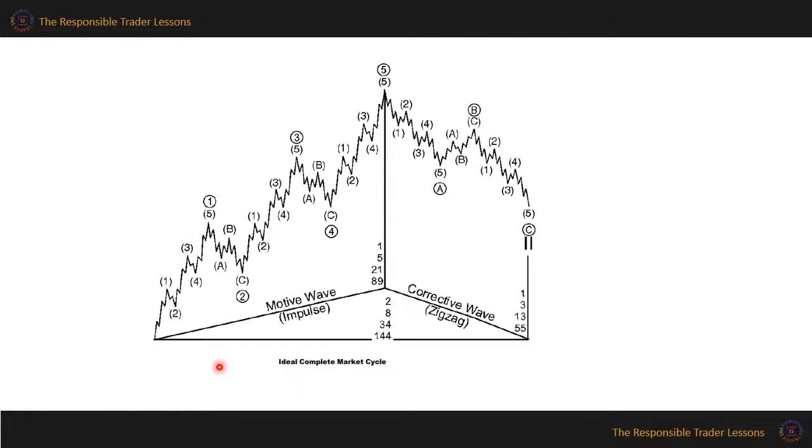On this slide, of an ideal complete market cycle, we see waves as fractals, as smaller waves combine to form larger waves. You can see here the waves 1, 2, 3, 4, 5, and then the correction A, B, C, and these waves are composed of smaller waves. So this part is called the motive wave, the impulse waves, and these are the corrective waves.